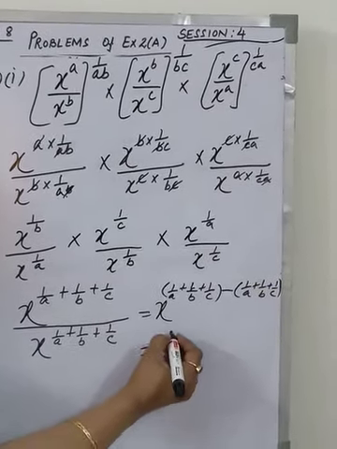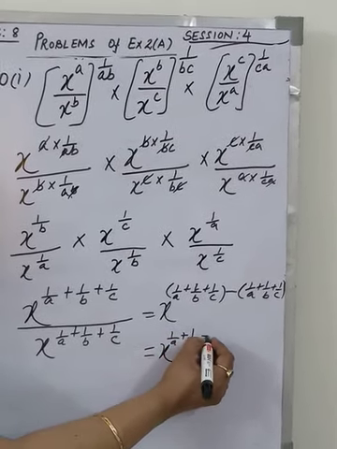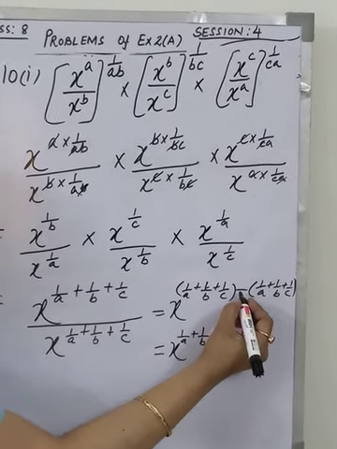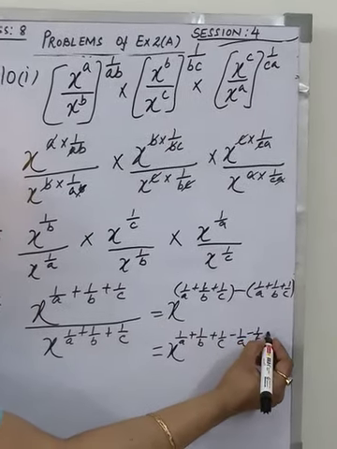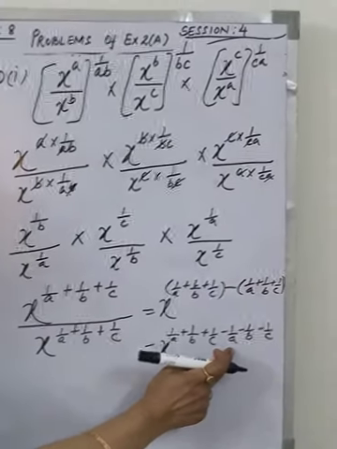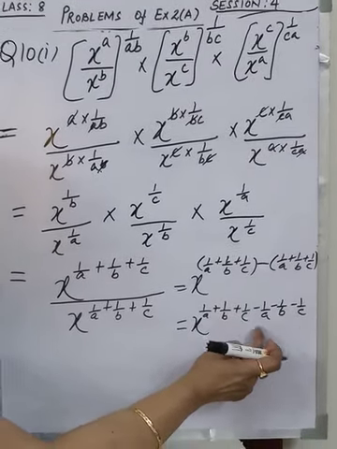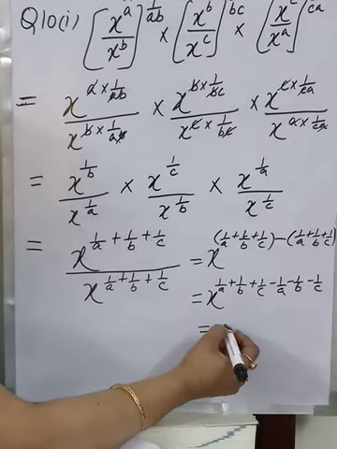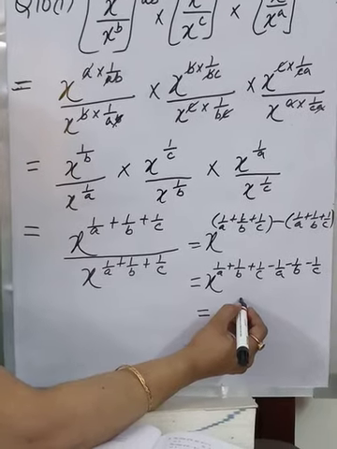So we solve the powers. Minus 1 by a, the negative sign is before the bracket, so the sign of each term will be changed: minus 1 by b and minus 1 by c. So you can check, 1 by a gets cancelled with minus 1 by a, 1 by b gets cancelled with minus 1 by b, and 1 by c gets cancelled with minus 1 by c. I am not cancelling it here, all will become dark, so you can cancel out in your copy with a pencil.